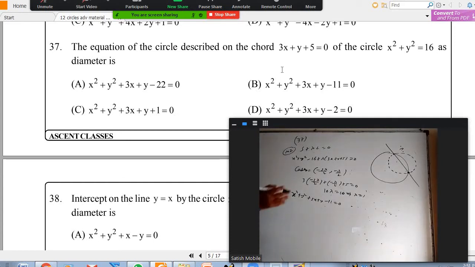You can also do it by finding the foot. This is easy. Finding the foot also should not be lengthy because the origin is the center. Finding the foot is easy.